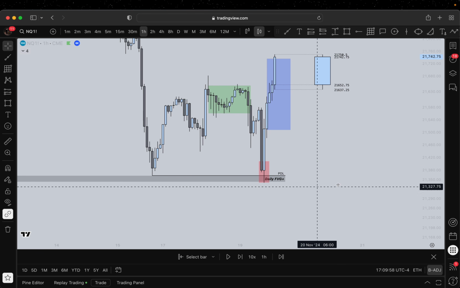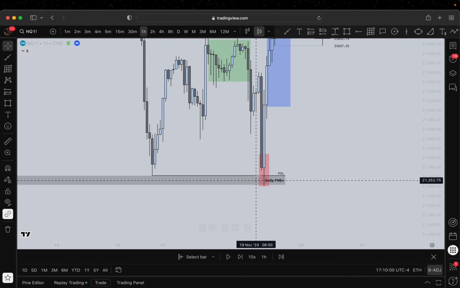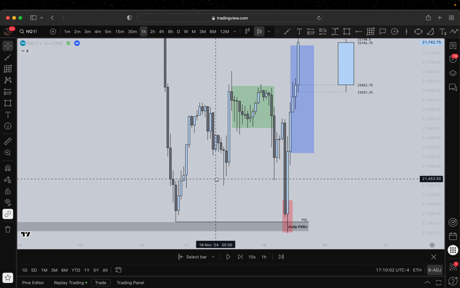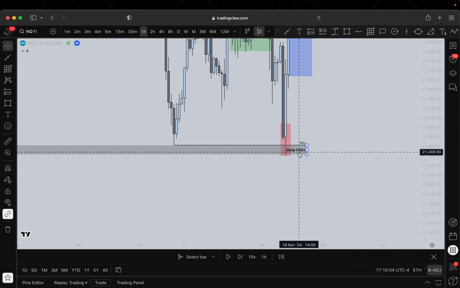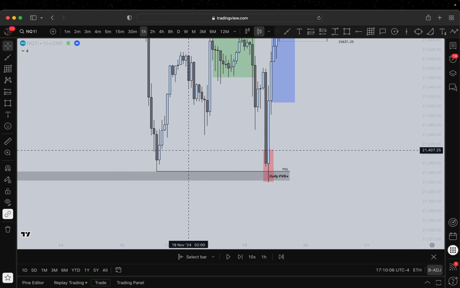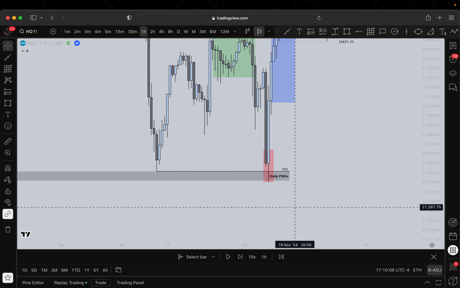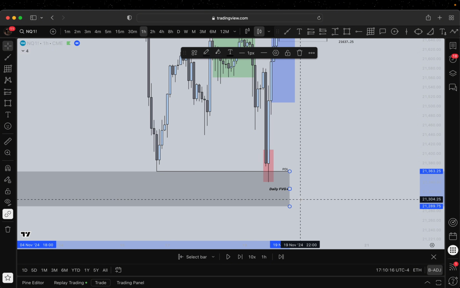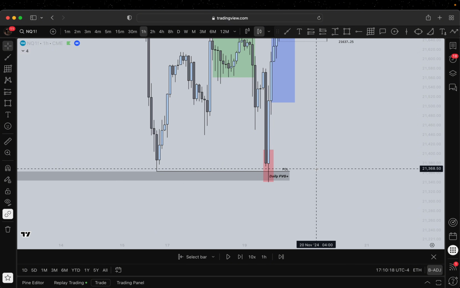There is no reason to go lower. We filled up the daily gap. Now the daily gap was like all the way throughout here, but this is the bottom of it, so I wasn't going to mark the whole thing. But we fully mitigated an imbalance. So there's no imbalance to target lower, and there's no liquidity to target lower. We can't even mitigate this gap further. It doesn't go lower. It's filled. There's no imbalance.